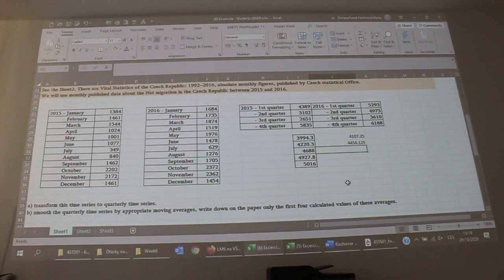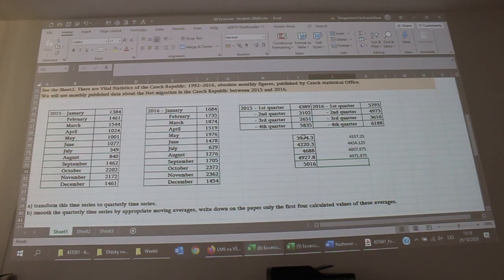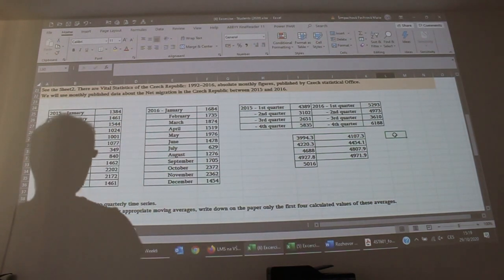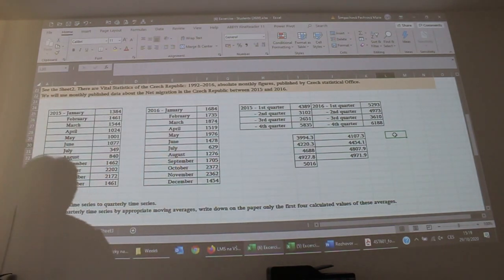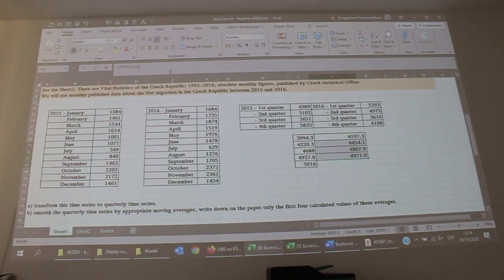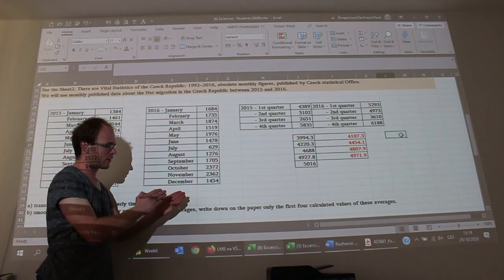You can see, enter, equal sign, open parenthesis, this value plus this value, close, divide by 2, and equal sign, open parenthesis, this value plus this value, close, divide by 2. And there you have the final results. I will use only 1 decimal, because we have here persons, people. So these last 4 values are 4 calculated moving averages of the length 4.